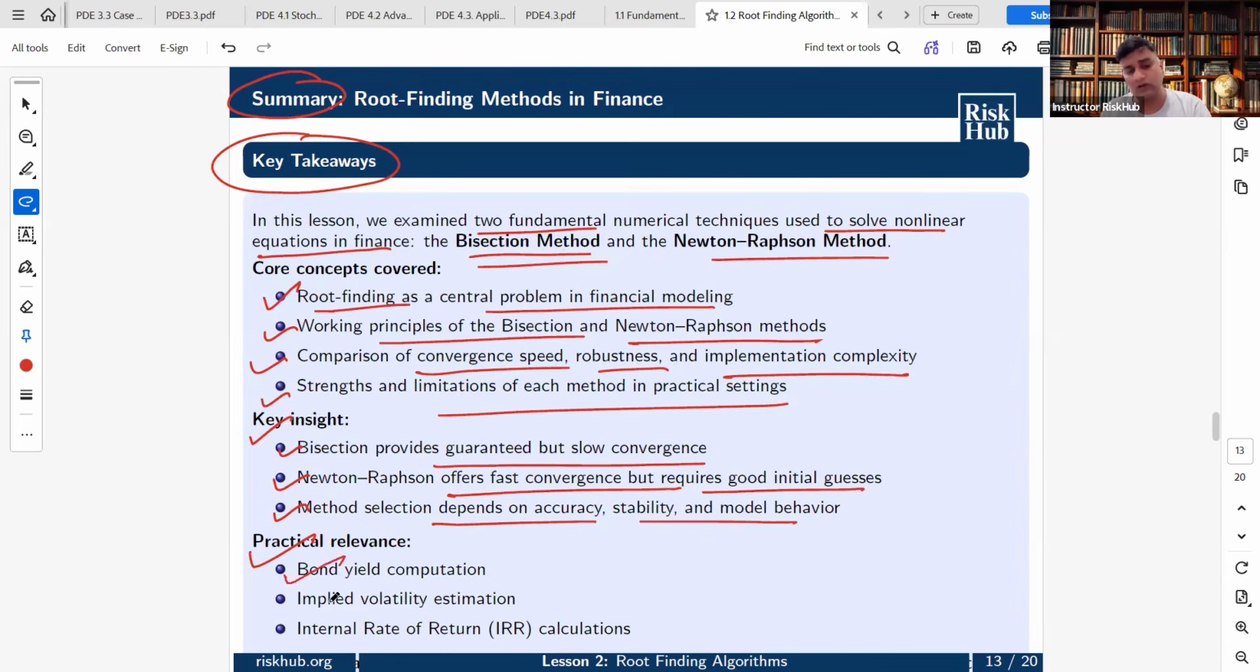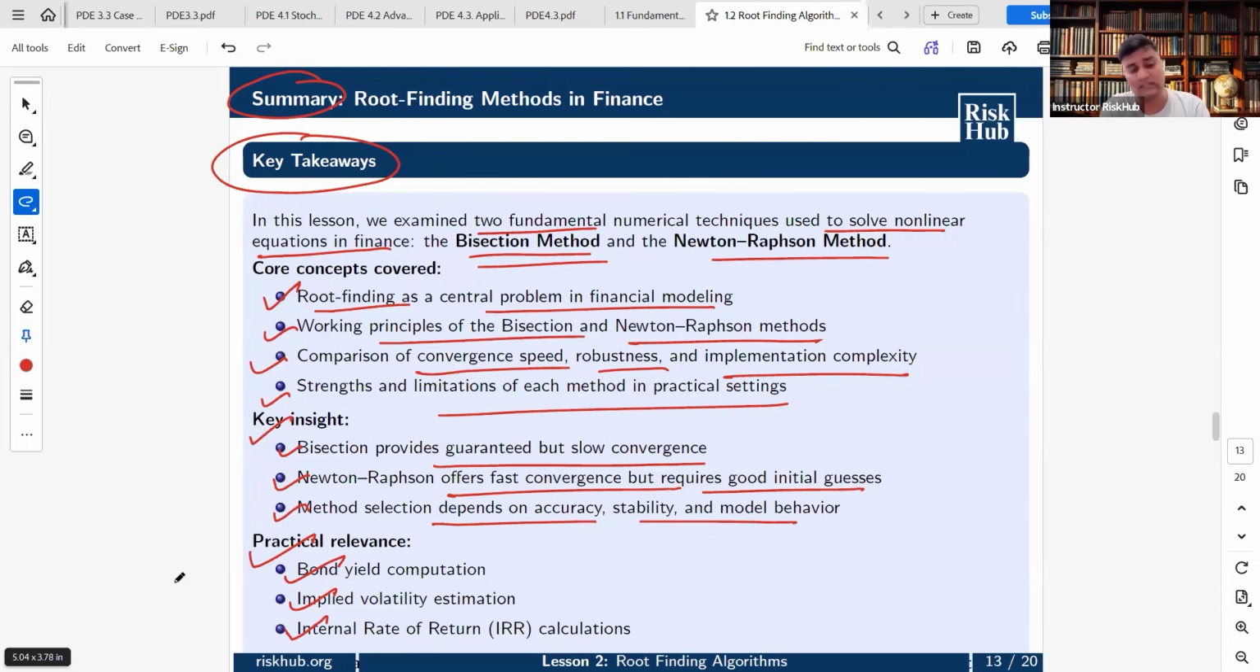Practical cases, we have discussed bond yield computation, implied volatility estimation, and internal rate of return calculation, right? So the lecture summary is very clear. The concept: root finding means solve f(x) equals 0. Bisection, slow but guaranteed method. Newton-Raphson, fast but needs derivative and good guesses. Finance relevance: bond yield, implied volatility, IRR. Practical choice depends on speed, accuracy, and robustness.